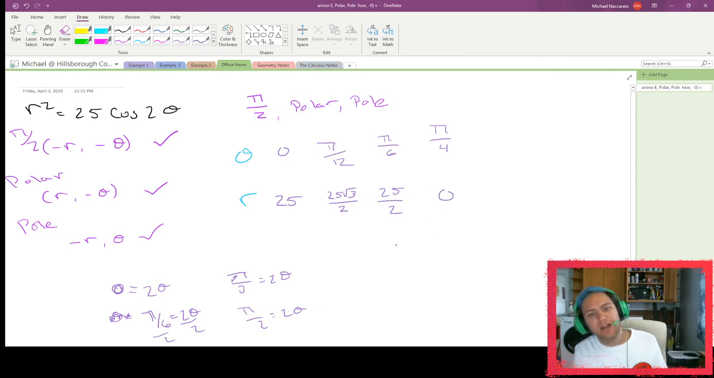So with that, I've got a pretty good idea of what's going on. Actually, you can see what kind of happened here. We went pi over 12, pi over 6, pi over 4. So you can see the pattern that's going to keep happening here.